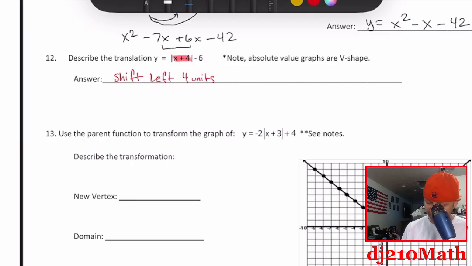The outside part, it's my vertical movements. So this is going to shift everything down 6 units.